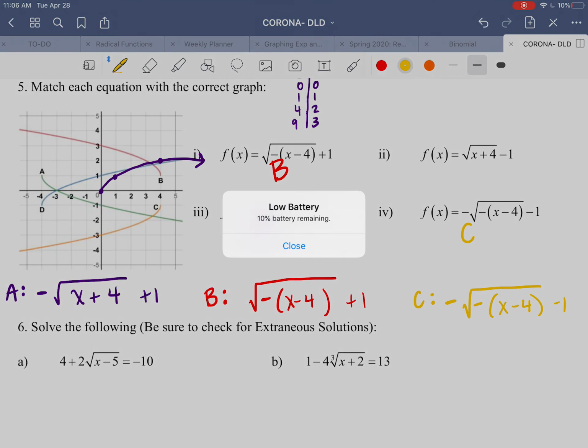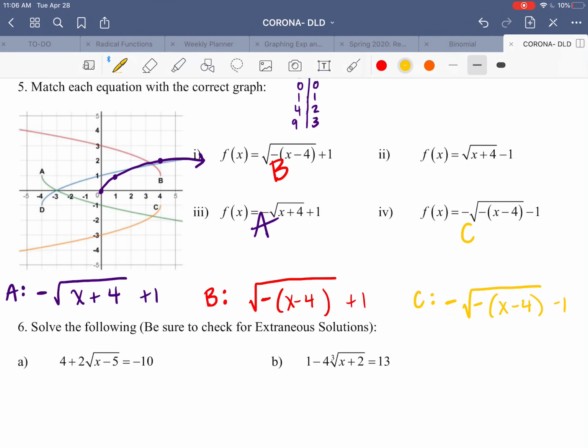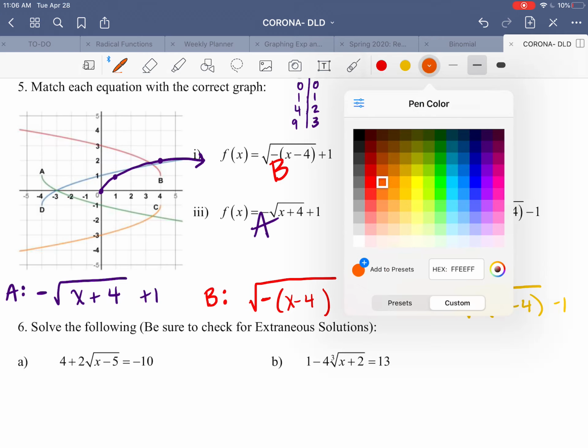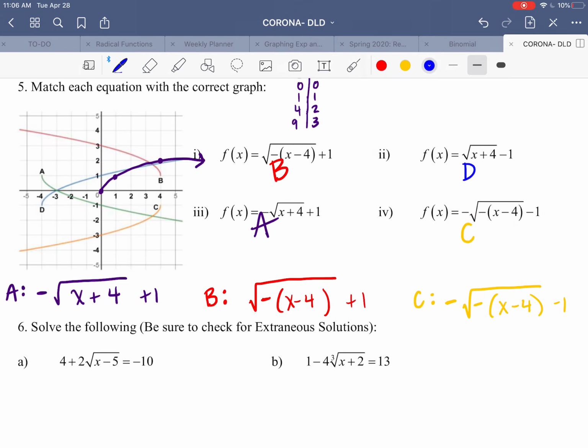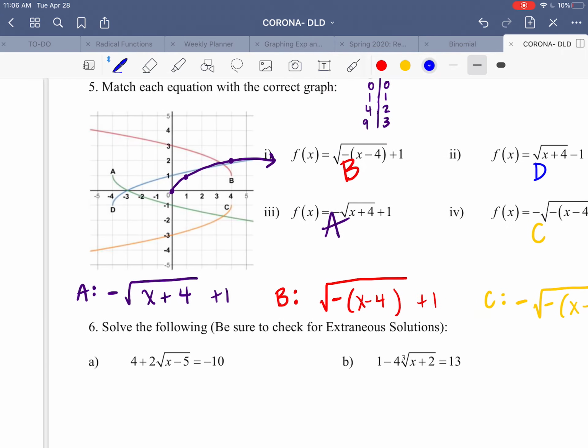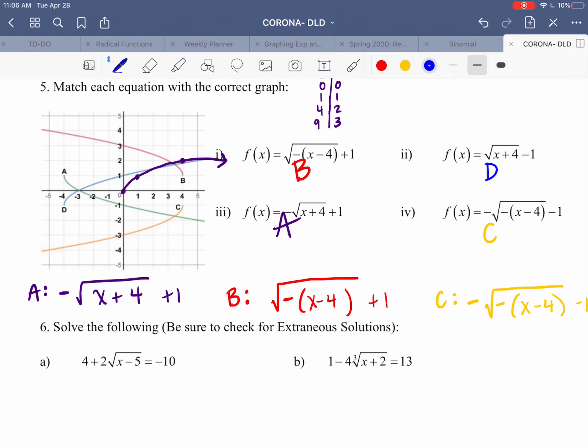And then process of elimination, you guys are very good at. So you know that 2 is probably D, but let's be sure. So for D, I'm going to write over to the side. We have the square root.